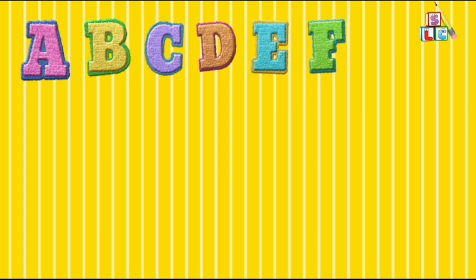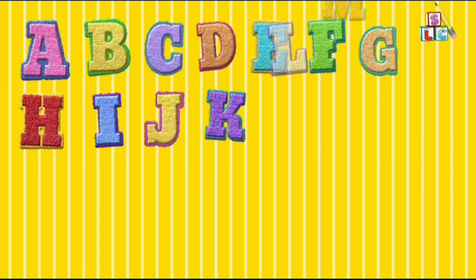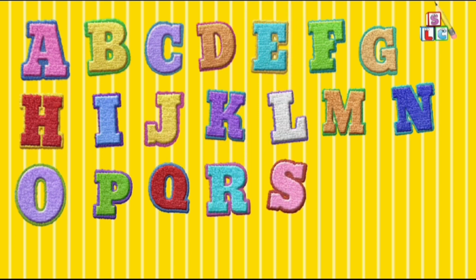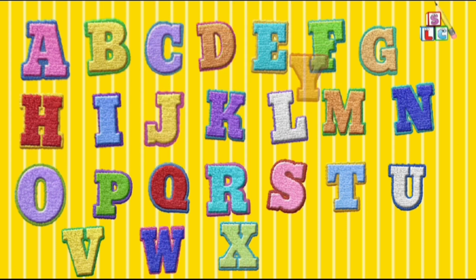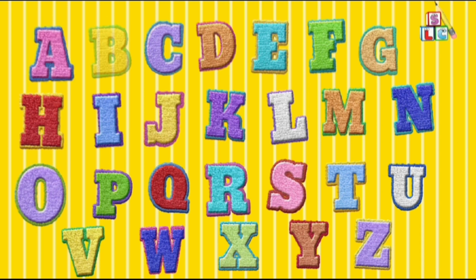A, B, C, D, E, F, G, H, I, J, K, L, M, N, O, P, Q, R, S, T, U, V, W, X, Y, and Z. Now I know my A, B, C. 26 letters from A to Z.